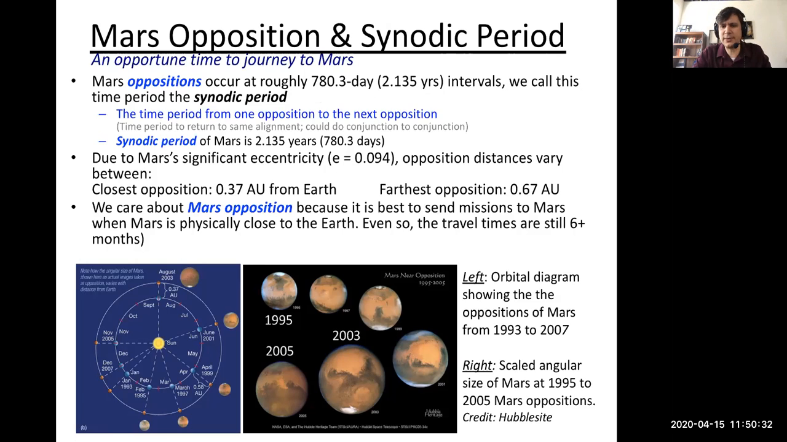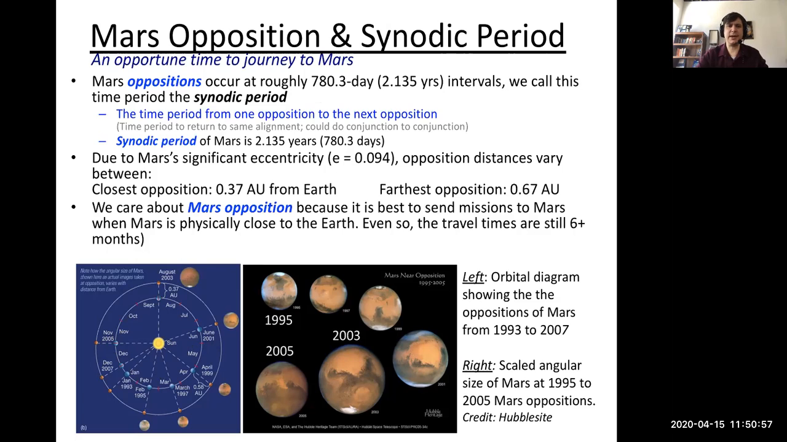Why might we care about this? Well, let's think about when we want to send a spacecraft from Earth to Mars. If Mars is way over here, we don't want to launch here, because then the travel distance is much, much greater. We want to launch whenever Earth is approaching Mars at opposition, so we have the shortest possible travel distance.